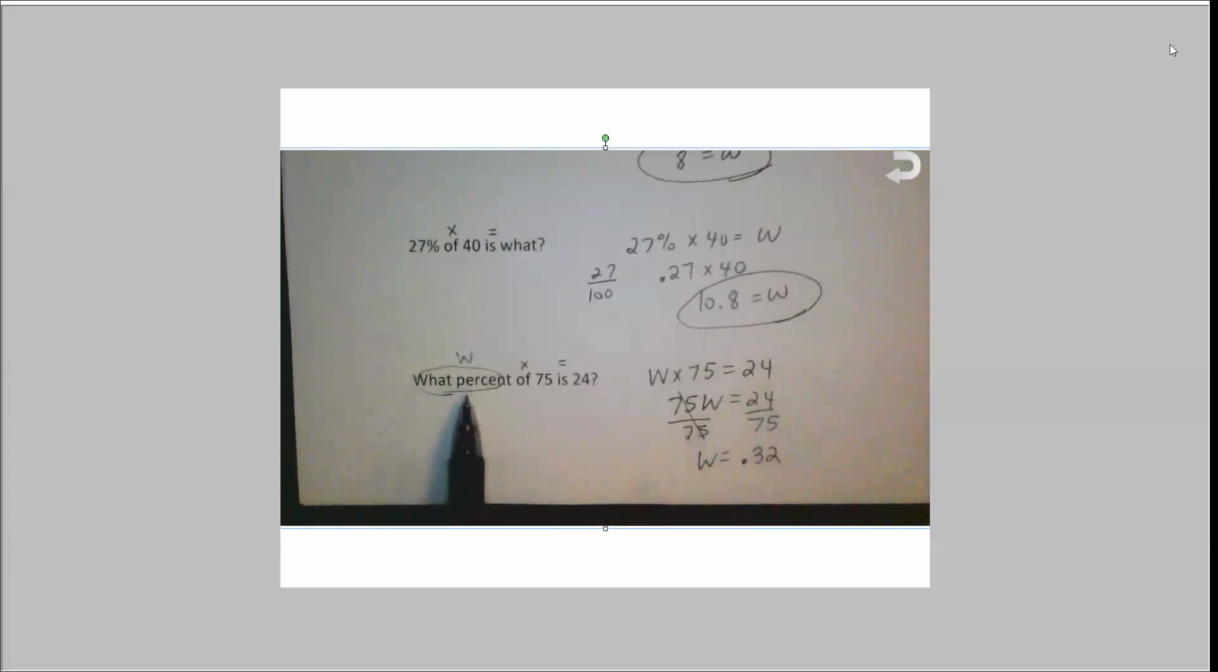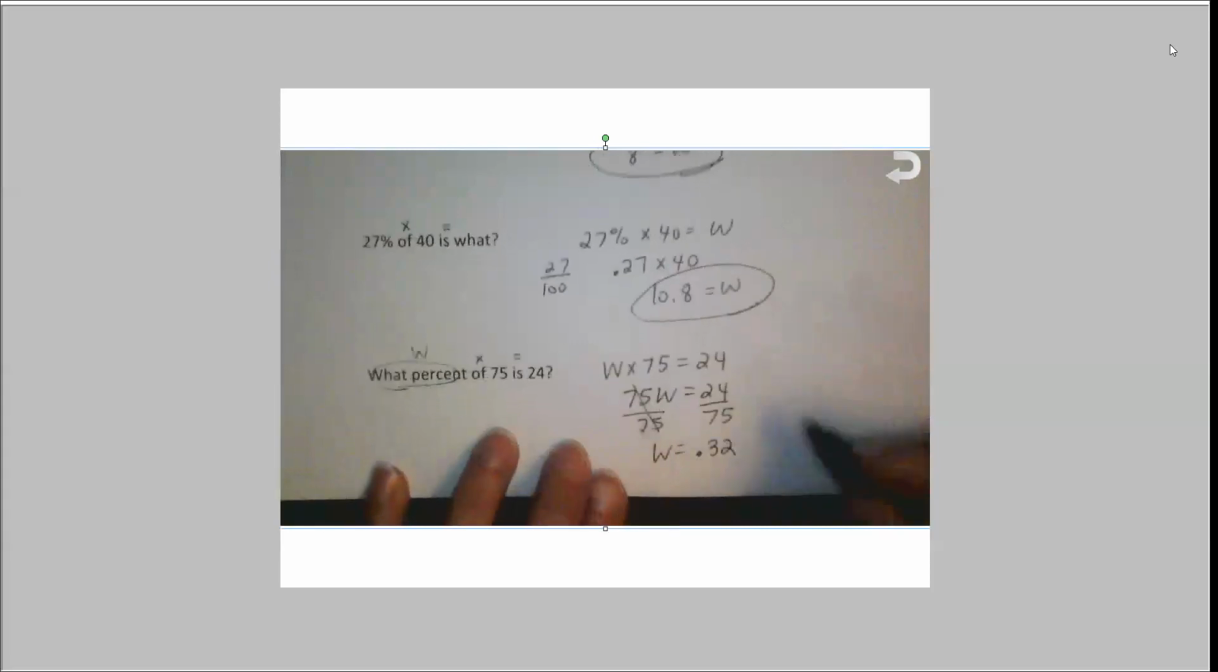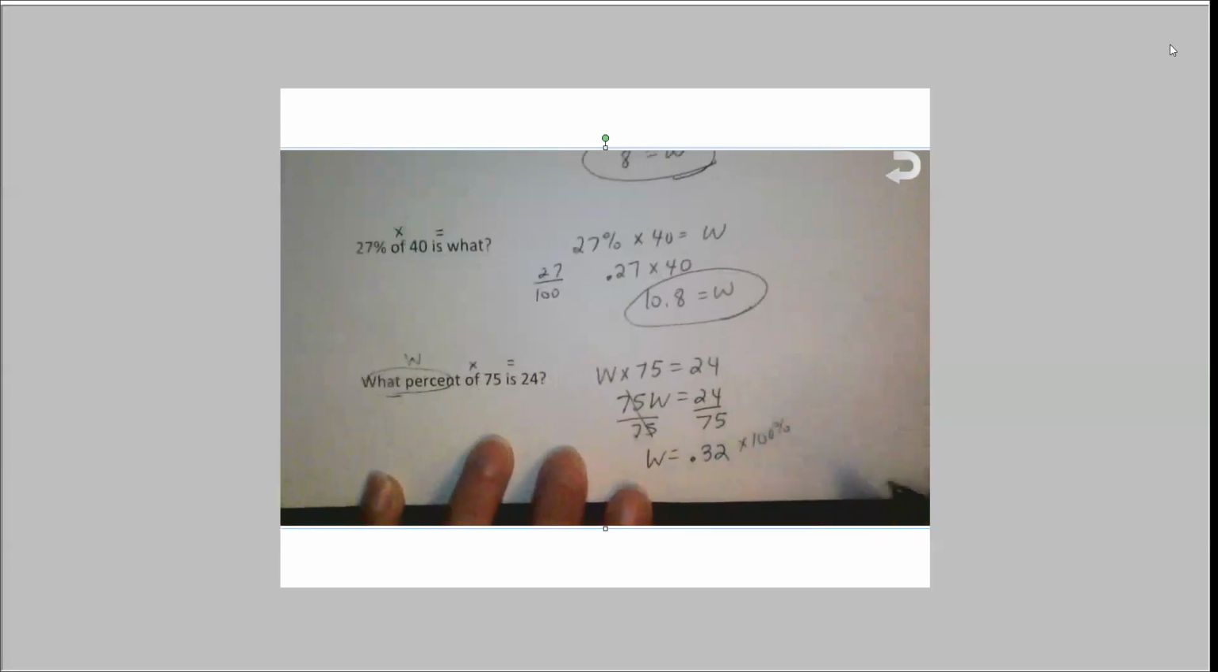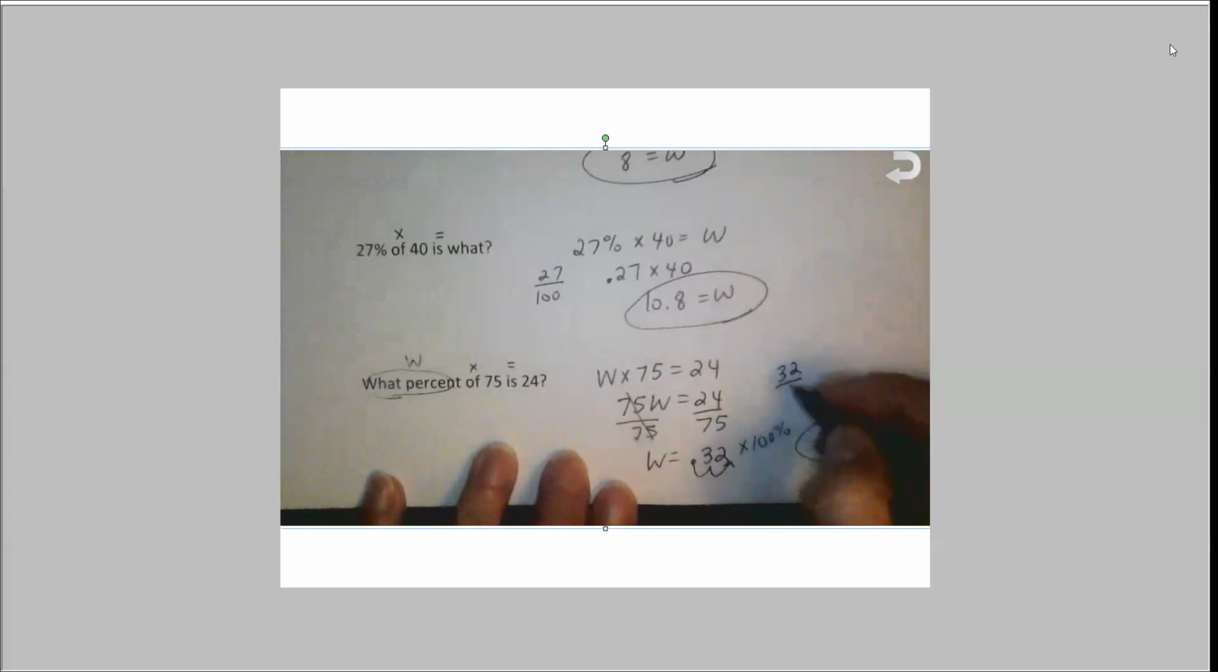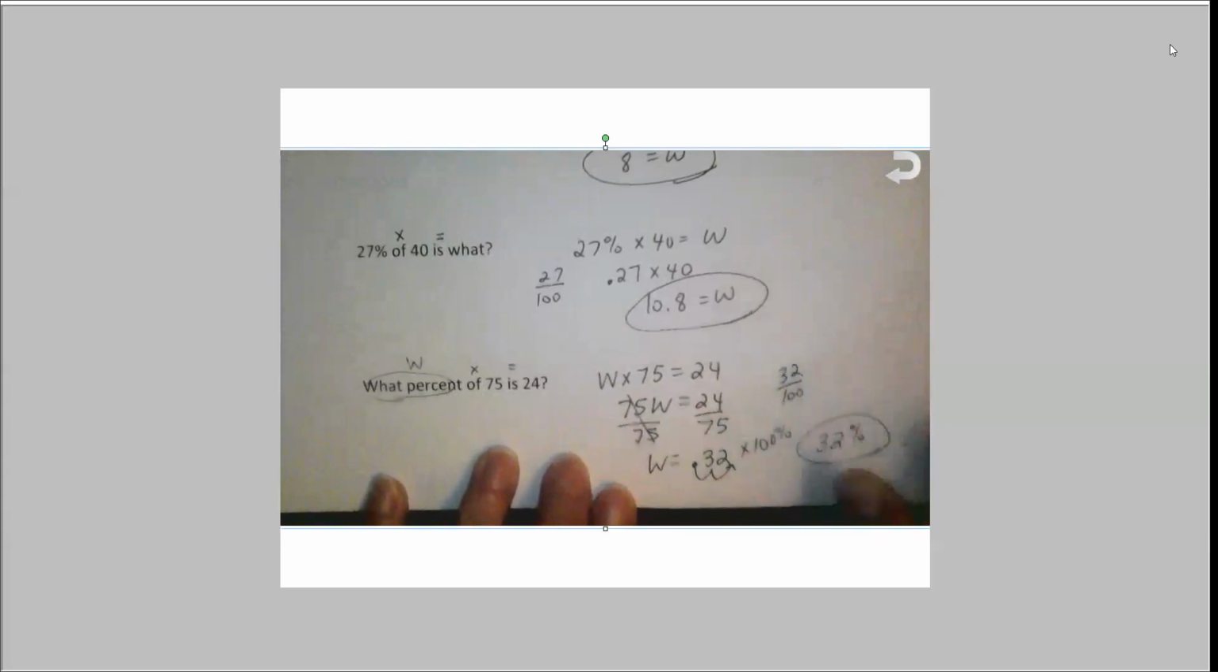Okay, but it asked me for a percent. So I'm going to need to multiply that times 100 and shift that decimal over 2 spaces to get 32%. So be careful to give your answer in the form that it asked for. If it asked for a fraction, that would have been 32 hundredths.